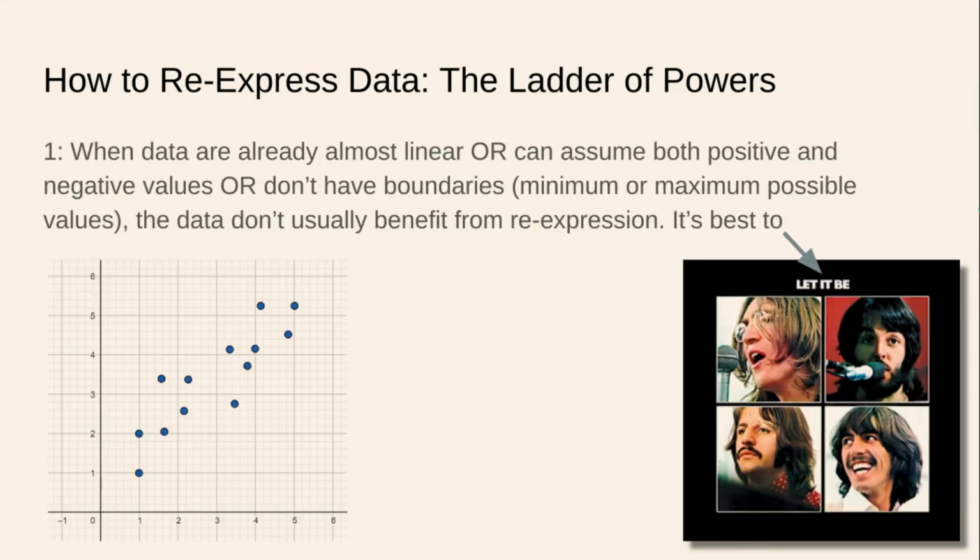Our next option is to just let data be as they are. When data are already almost linear or can assume both positive and negative values or don't have boundaries, minimum or maximum possible values, the data don't usually benefit from re-expression. It's best to just make like the Beatles and let it be.